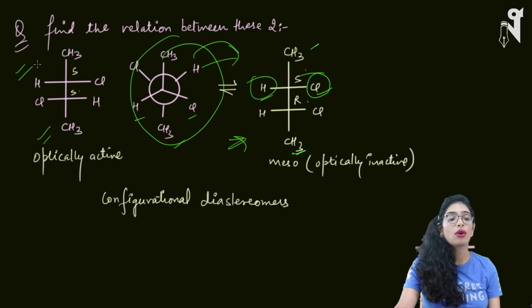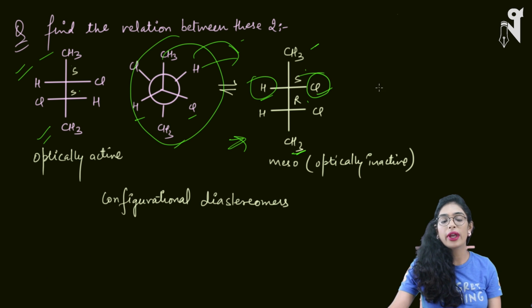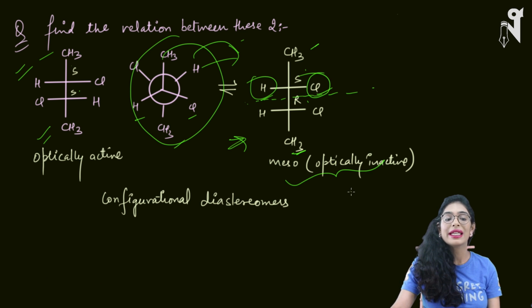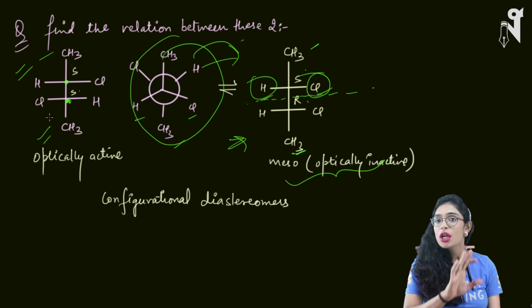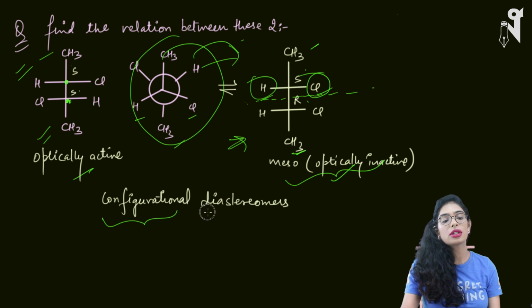Here it is S and S. So obviously both of them have different configuration. Let's see whether this compound has a plane of symmetry. So this is meso and optically inactive. Whereas when you talk about this, it has a pretty good optical activity. Both chiral centers are here, and this doesn't have a plane of symmetry, no center of symmetry. So this is optically active. This is optically inactive. Difference in the configuration, non-superimposable images. So this is configurational diastereomers.